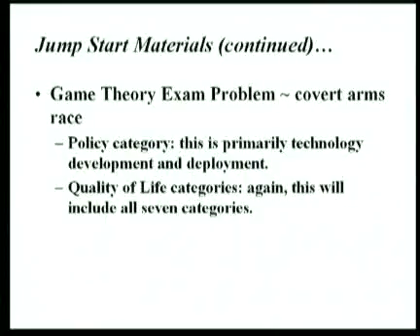The fifth problem, some game theory, covert arms race. Well, the policy category there clearly is primarily in the technology and development and deployment category. But once again, the quality of life categories cuts across all 7 of those ones that I've given you. So I'll just say again, if you choose to take that covert arms race, expand on it, enrich it, federate it, you've got a jump start in your class project.